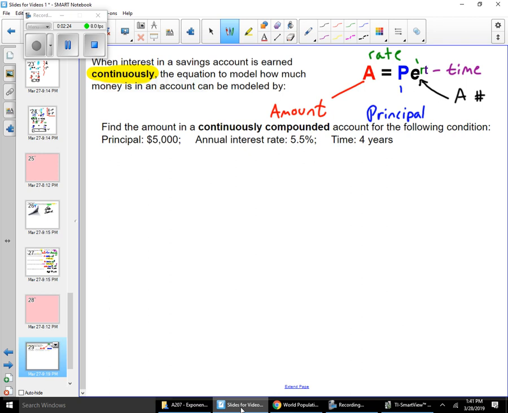How long until, for example, a chunk of nuclear waste is half depleted, a quarter depleted, so on and so forth. So continuous compounding is when we don't want to wait until the first of the year to get our money or get our new baby. So let's take a look at this example. Find an amount in a continuously compounded account. Our principal is $5,000. So we want to know the amount if we deposit $5,000.